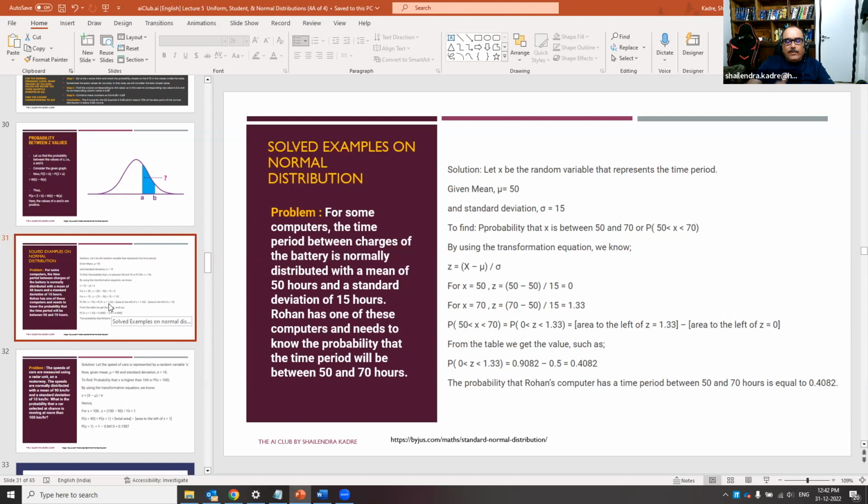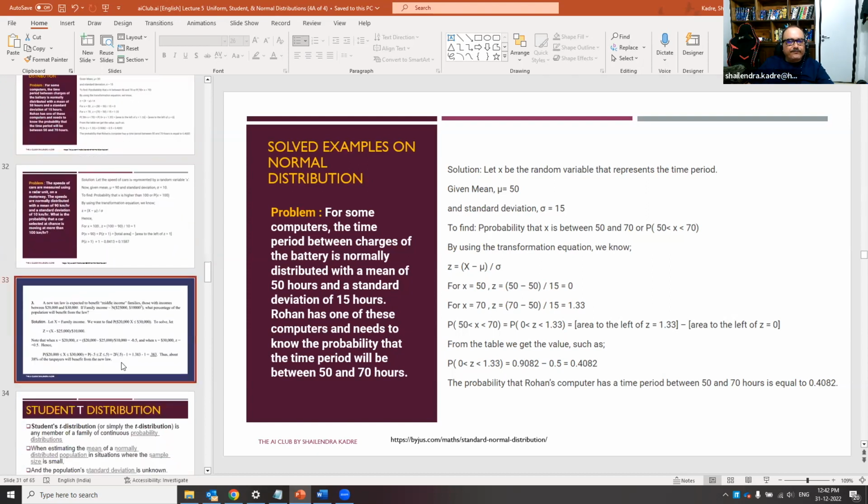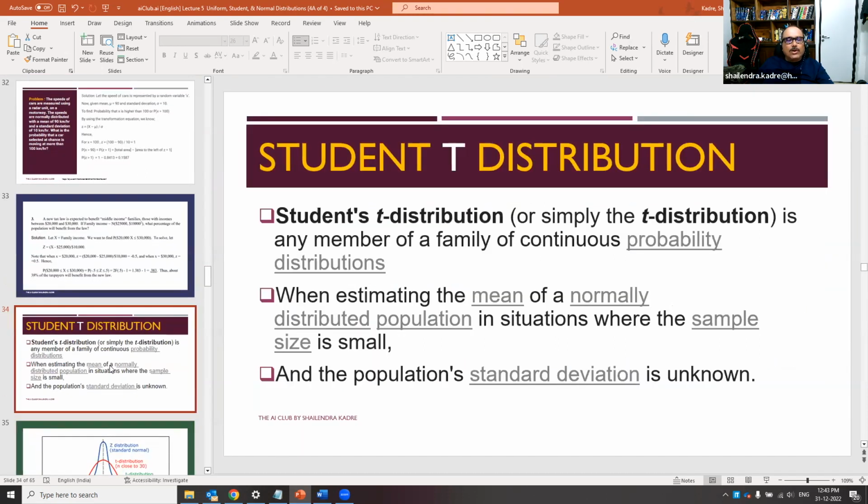So these two types of main problems are there in data science. Now I am giving you an example in which data was given for only 10 experiments. In such cases, where the number of experiments is less than 30, you cannot go for normal distribution. You have to come up with another distribution, which is called the student t distribution.